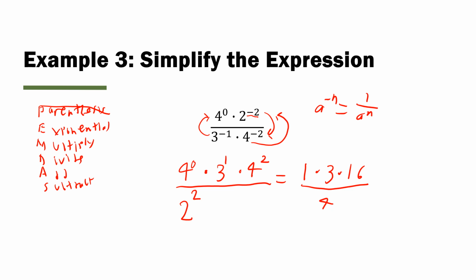Now I'm going to get rid of this 4. 16 divided by 4 is equal to 4. So I can make this 16 a 4, and this 4 a 1. So we get 1 times 3 times 4. That is equal to 3 times 4, which is equal to 12. Let's move on to the next example.